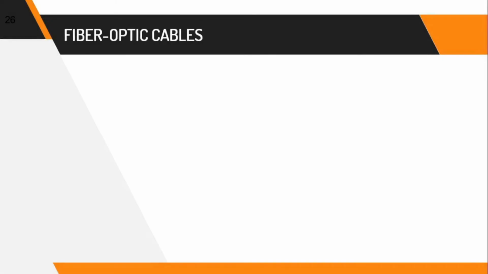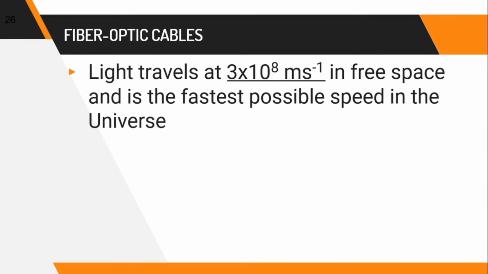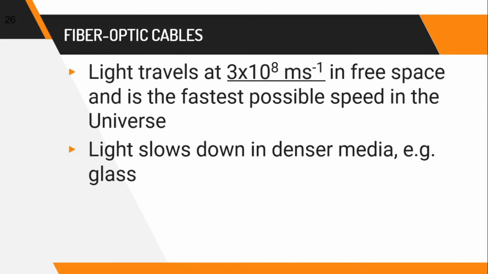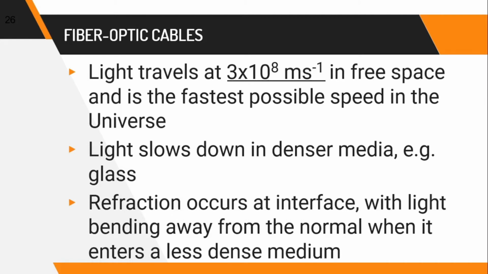We have our fiber optic cables. Light travels at 3 by 10 to the power of 8 meters per second in free space and is the fastest possible speed in the universe. Light slows down in denser media, for example, glass. Refraction occurs at an interface, with light bending away from the normal when it enters a less dense medium.